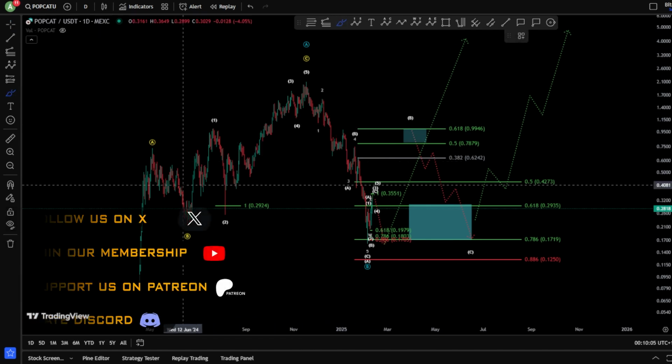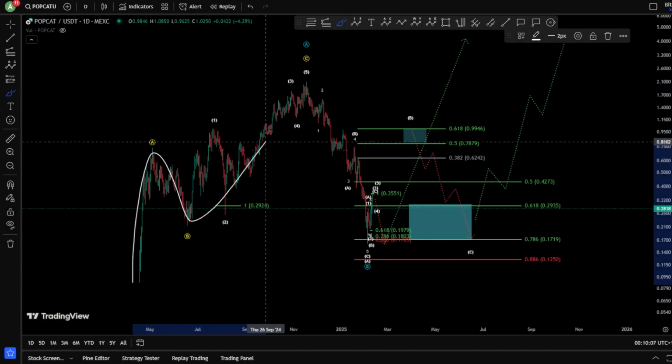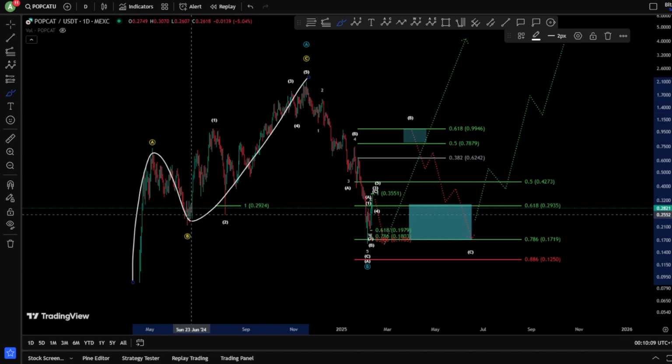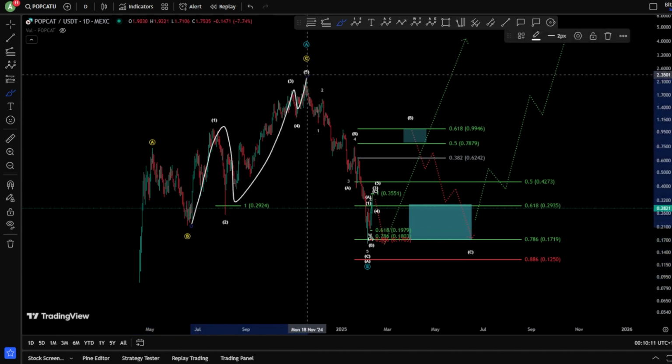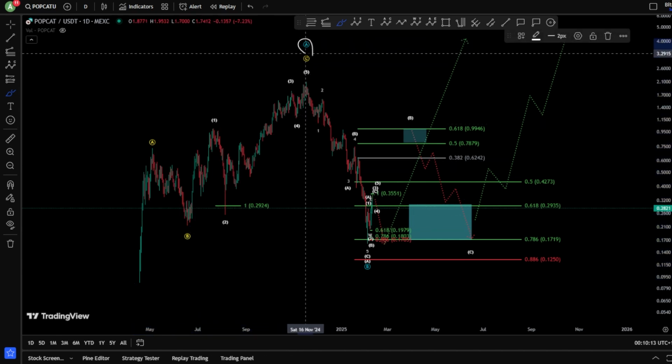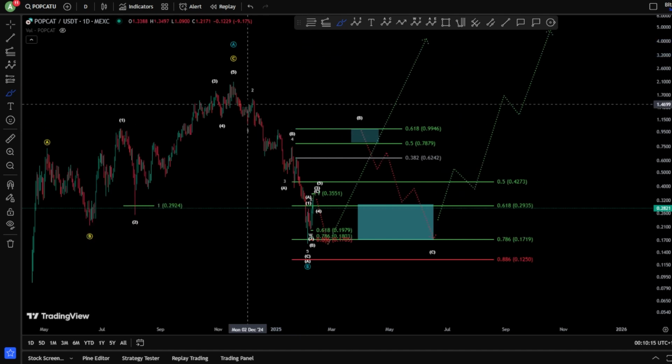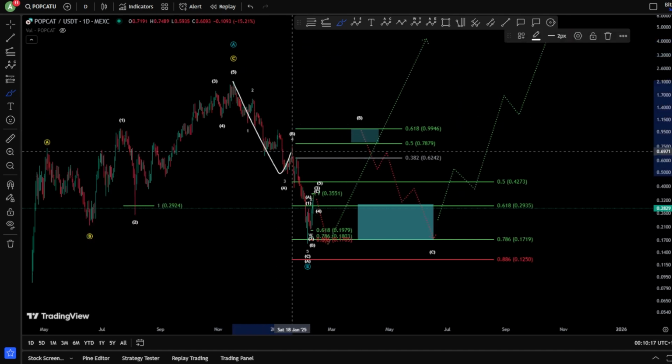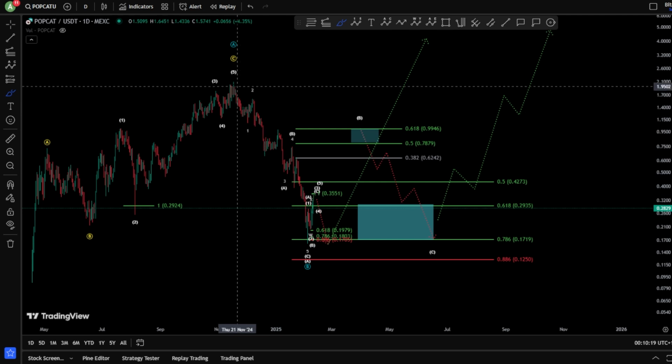Starting on the daily chart for POPCAT, we are looking at an A, B, and a C finishing toward the upside. Your wave C is 1, 2, 3, 4, and a 5 impulse, of course finishing a wave A. After this wave A, we are looking at a very deep and sharp correction toward the upside.